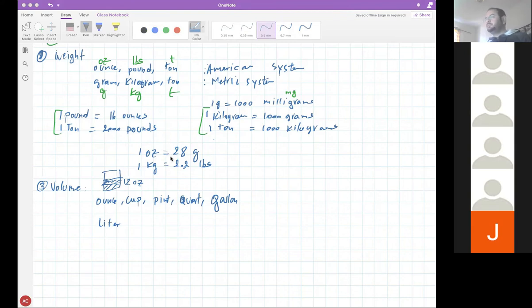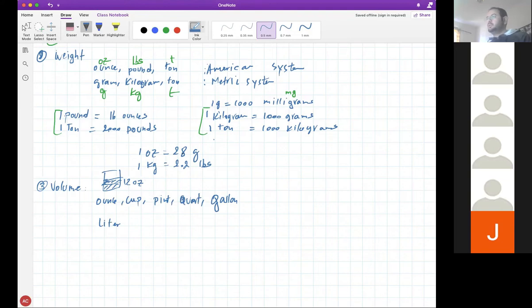Okay, so 1 ounce is 2 tablespoons. That's right. 1 ounce, 2 tablespoons. And 8 ounces make what we call a cup. A cup is a very useful unit, especially when cooking and stuff.